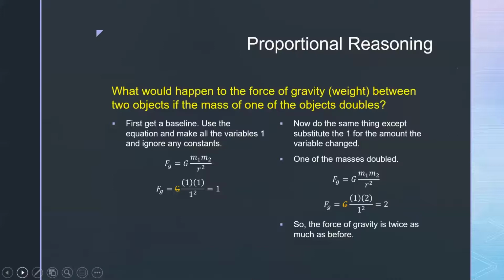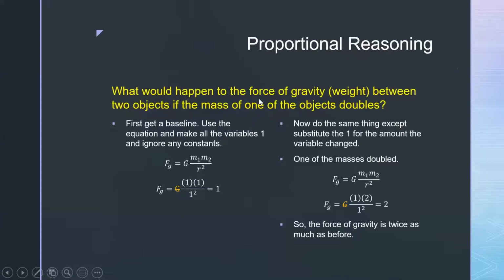So we first get what I call a baseline. And what that is, we change all the variables to 1, and we ignore any constants. So mass 1, mass 2 is 1, distance between them is 1, and we just get rid of the universal gravitational constant. And when we do this math, we get 1 as our answer.